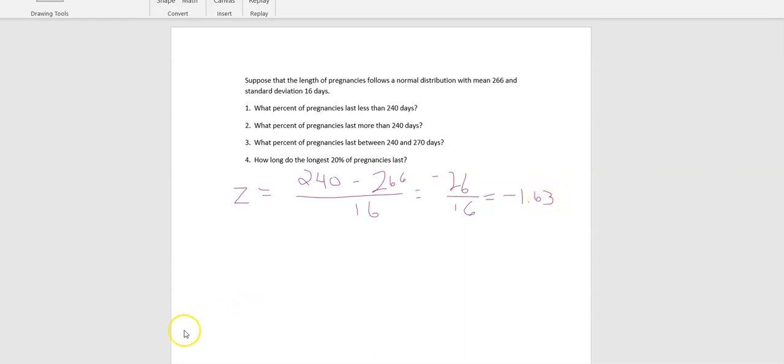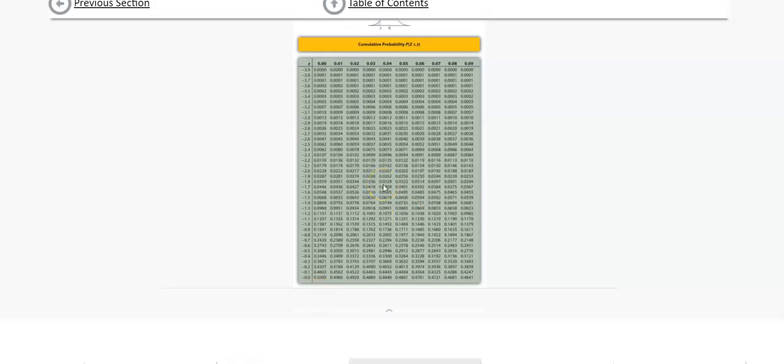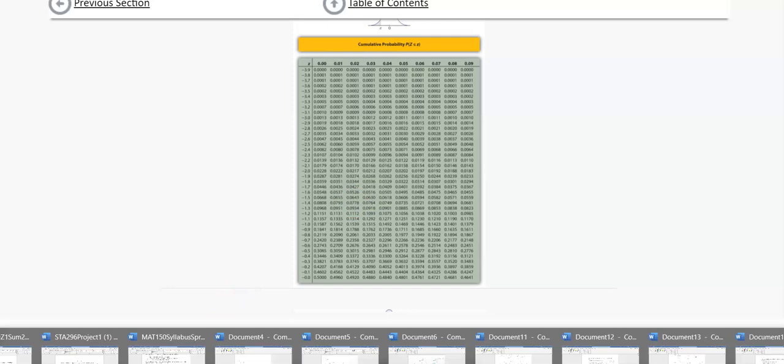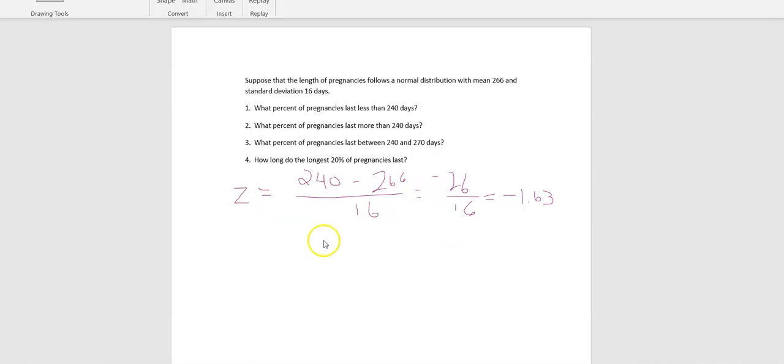So let's go to our table and let's look up negative 1.63. So negative 1.6 is right there. We'll go over to the 3, and that's going to be 0.0516. So this first probability is 0.0516. Now it asked for percent, so let's change that to 5.16%.